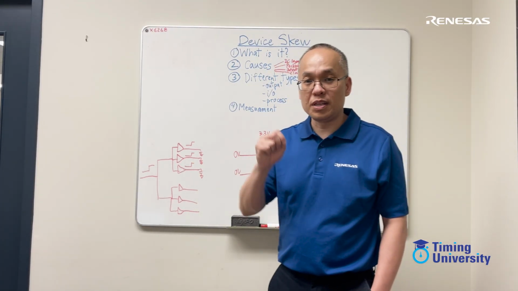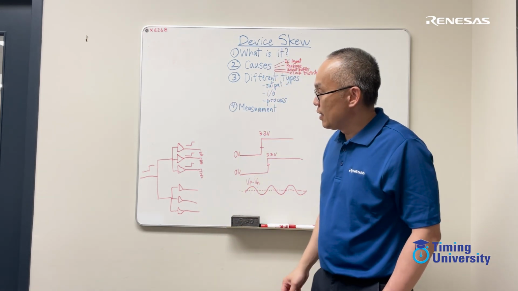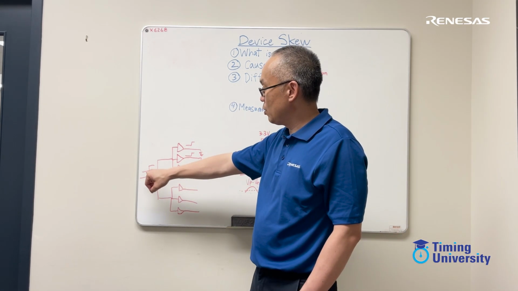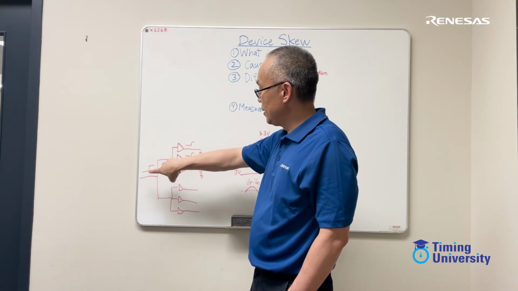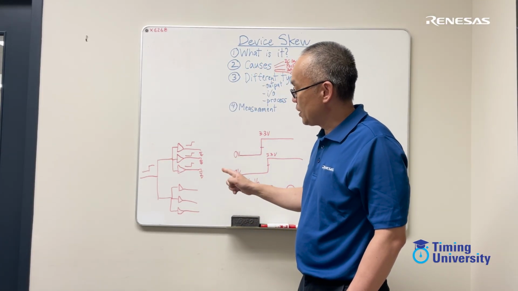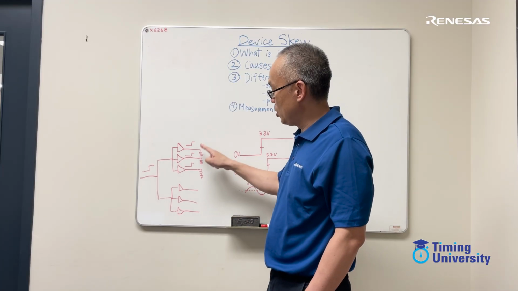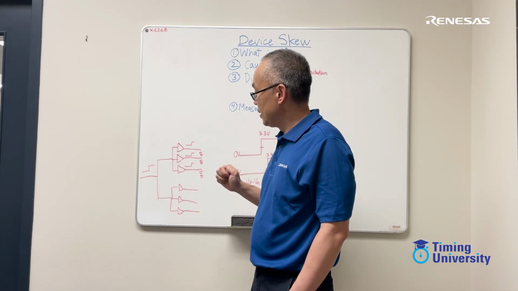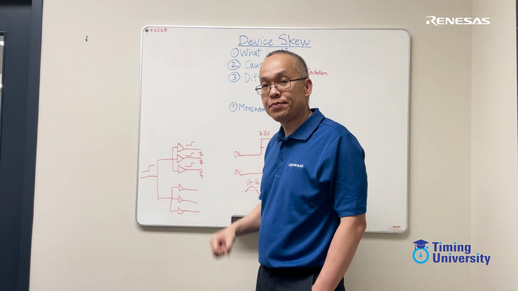Now the second one is input to output skew. That's the propagation delay. Take, for example, an input here and a rising edge output. It's basically the delay between the input and the output. One thing that I wanted to mention is that the conditions are all the same here. All of the loading is the same, temperature is the same, voltage is the same.